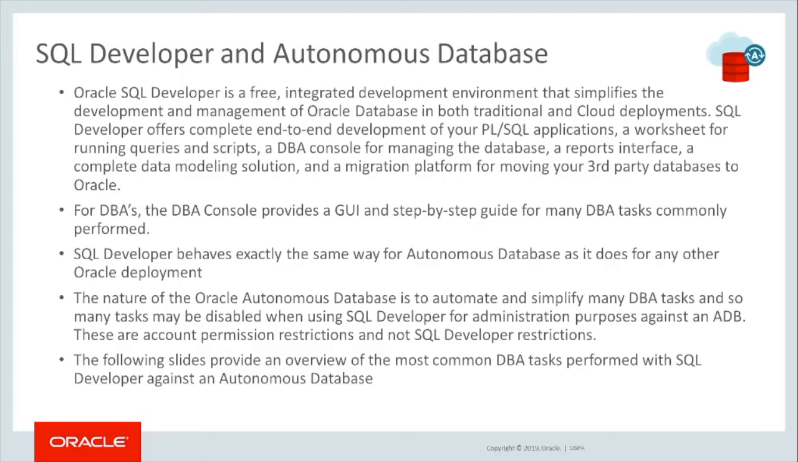For DBAs, the DBA console provides a GUI and step-by-step guide for many DBA tasks commonly performed. SQL Developer behaves exactly the same for Autonomous Database as it does for any other Oracle database. The nature of the Oracle Autonomous Database is to automate and simplify many DBA tasks, and so many DBA tasks may be disabled when using SQL Developer for administration purposes against an Autonomous Database. These are account permissions restrictions, and not SQL Developer restrictions. The following slides provide an overview of the most common DBA tasks performed with SQL Developer against an Autonomous database.